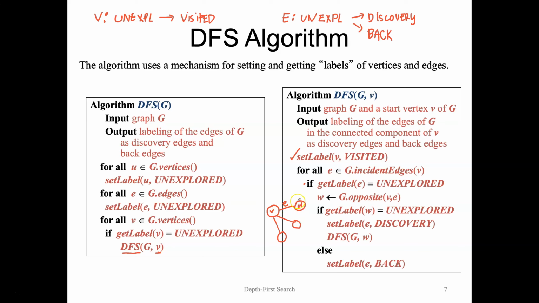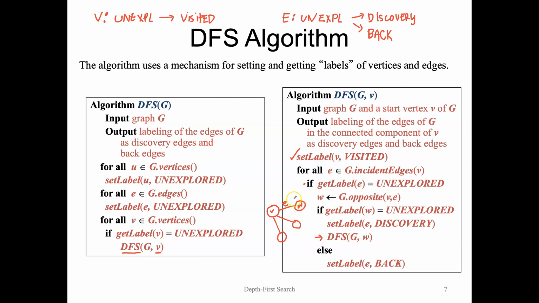If we haven't yet visited W, then we're going to mark E as a discovery edge because we can use this edge to discover this new vertex W. So if we haven't yet marked W as having been visited, meaning it's still unexplored, then we can set this edge as a discovery edge. It leads to this new vertex W, and then before we do anything else, before we get to processing these other edges, we're going to, in that case, call DFS starting from W.